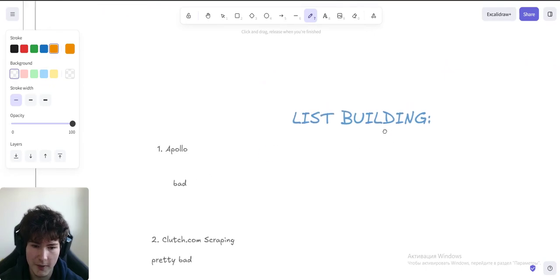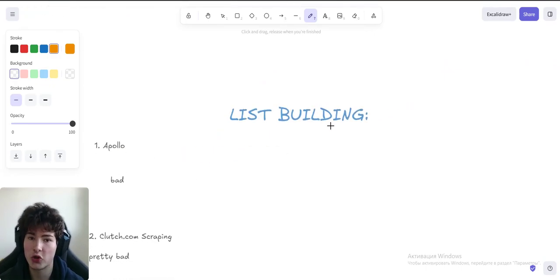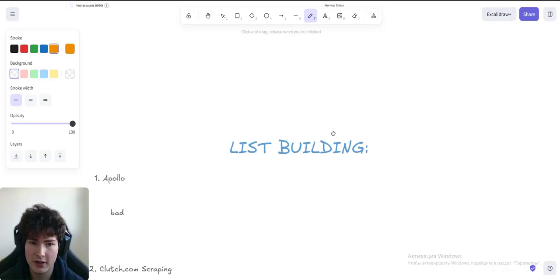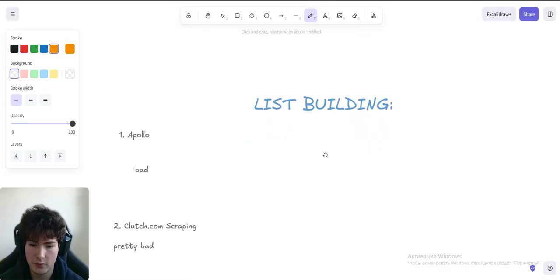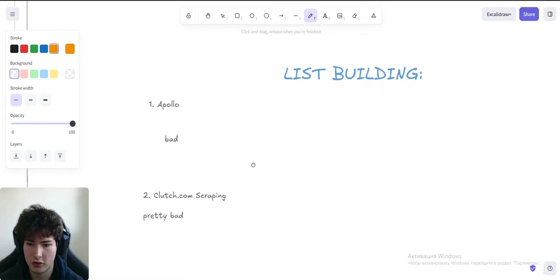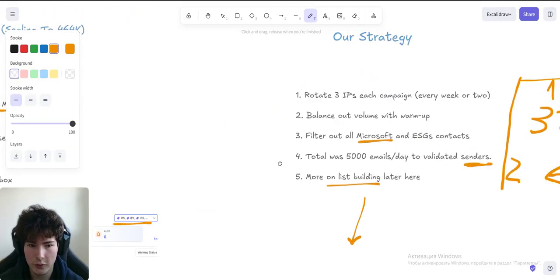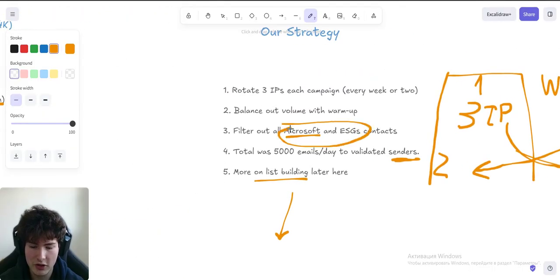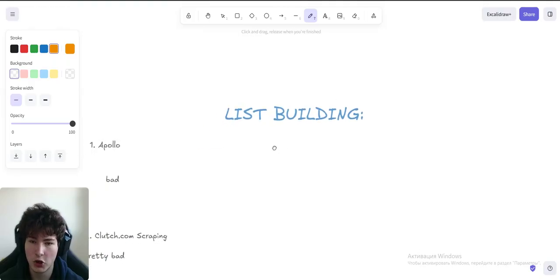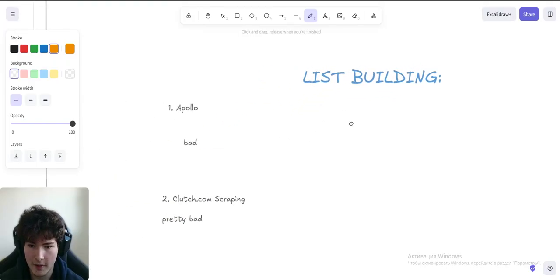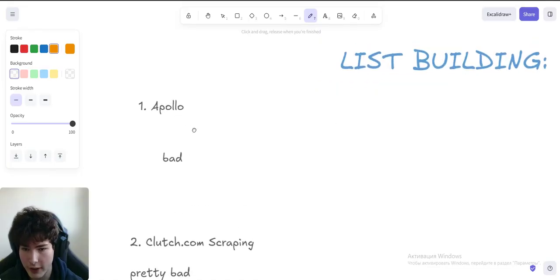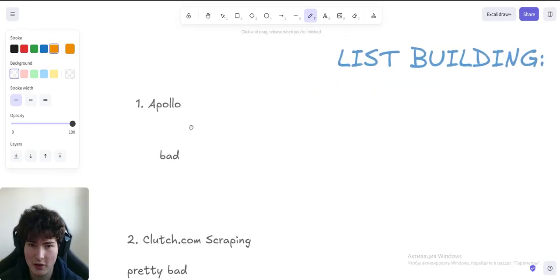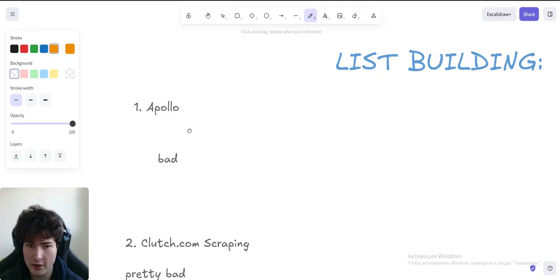List building. We tried a lot of stuff in those 4 months to actually send 450,000 cold emails to validated senders, while filtering out all the Microsoft and ECGs. We scraped a lot of contacts, a lot of data. First, we started from Apollo, good old Apollo, which was good in the past, not anymore right now. Apollo data was pretty trash for us. I don't recommend anyone use Apollo right now.